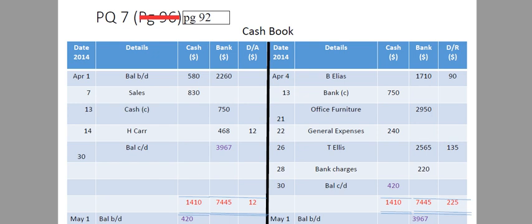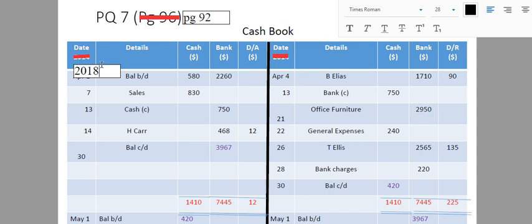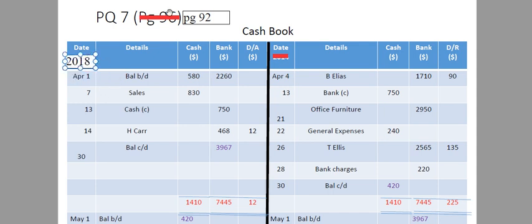And I will read the first paragraph for you and then we'll go transaction by transaction. It says Ombia started a retail business on 1st of April 2018. If you notice, the date here is 2014. So we can make a correction here. This is 2018. While it is being corrected, I will read on. It shows the cash in hand was $580 and cash at bank was $2260, and during April the following transactions occurred. So I'll pause here for a while until we have corrected the dates also.